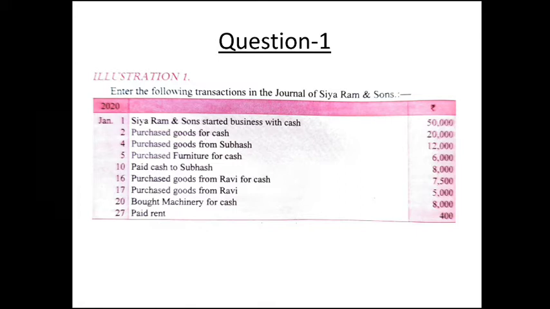Next. Purchase furniture for cash rupees 6,000. Next. Paid cash to Subhas rupees 8,000. Next. Purchases goods from Ravi for cash rupees 7,500. Purchased goods from Ravi 5,000. Bought machinery for cash 8,000 and paid rent 4,000.